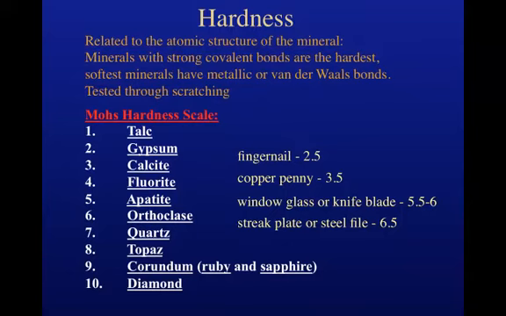Now, hardness you're also familiar with because you've used hardness tests to help you identify minerals. And this is also related to the atomic structure. Minerals that have strong covalent bonds are some of the hardest minerals, and softer minerals have metallic or van der Waals bonds. And you're going to test hardness using either other minerals of known hardness, one of these on the Mohs hardness scale, or using your fingernail for very soft minerals, a penny, a glass slide, or a knife blade, or a streak plate, or a steel file. Now, realize that not all knife blades or steel files are going to have exactly the same hardness because they might be made of different alloys. So these are approximations.